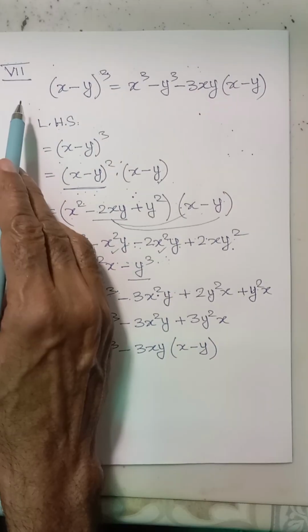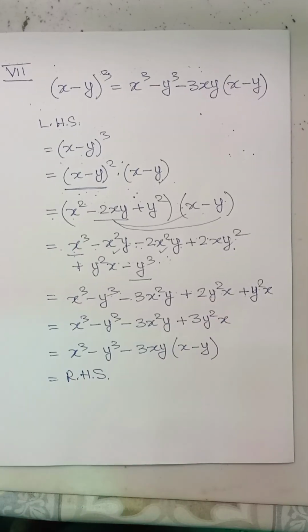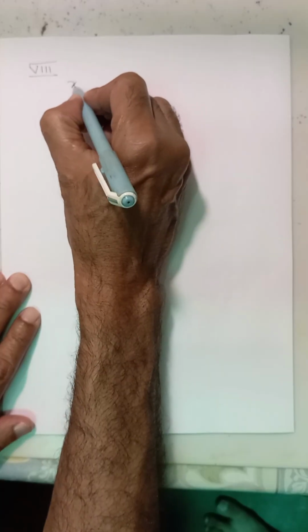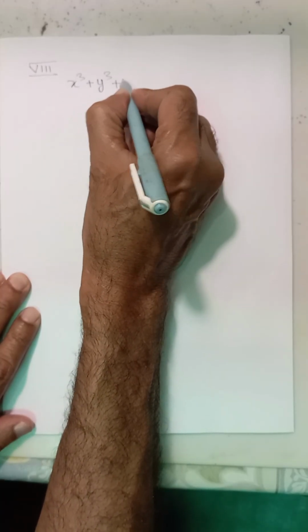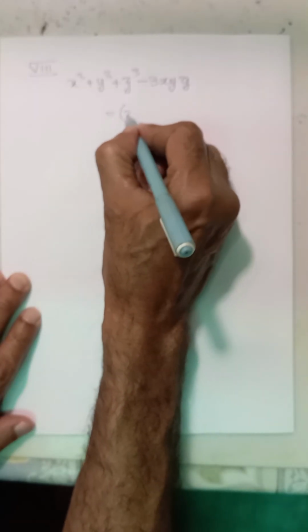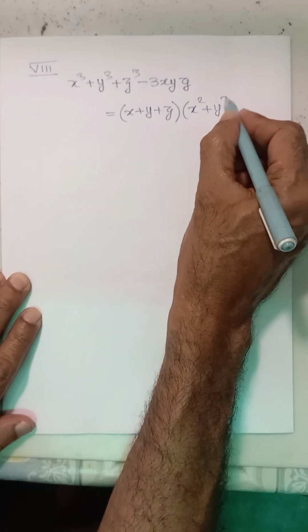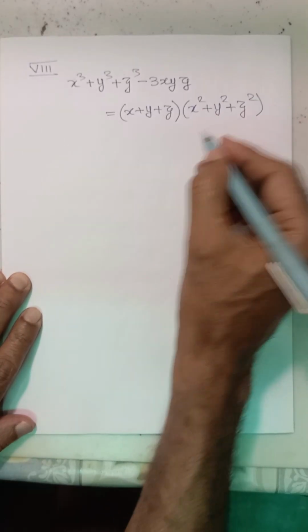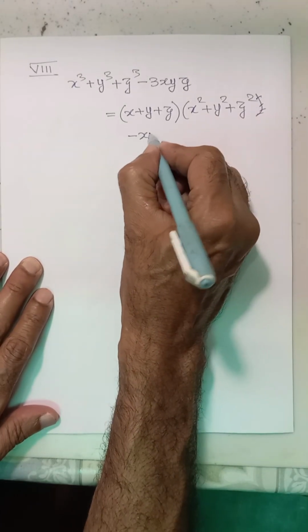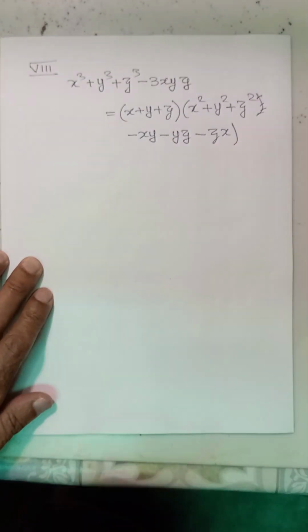So we have algebraic identity 7th also. Now we will come to the 8th. Now the last algebraic identity is x³ + y³ + z³ − 3xyz is equal to (x + y + z)(x² + y² + z² − xy − yz − zx). Sorry, it will not be a bracket here. Now we will prove it.